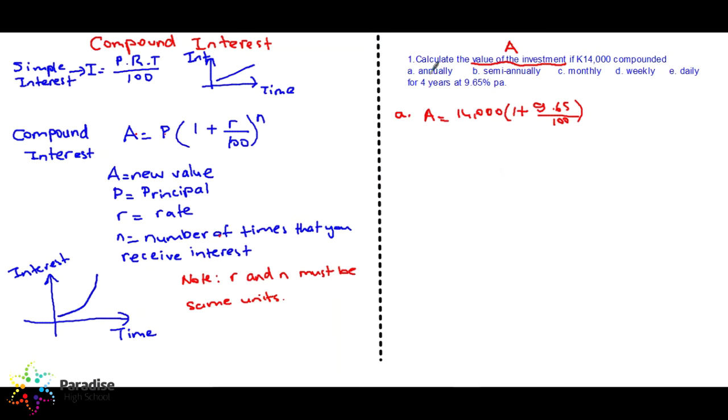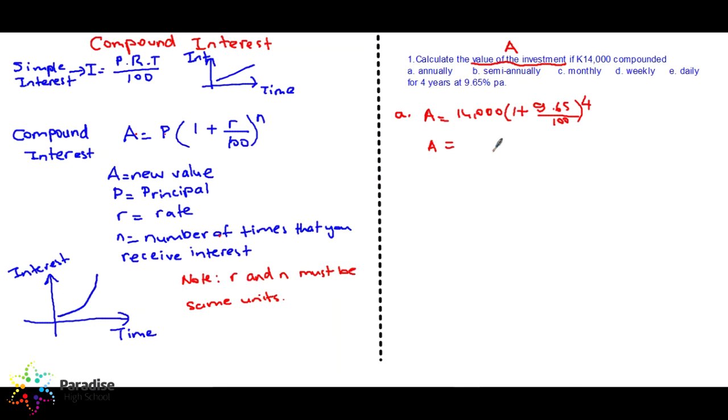Since the question is annually, it means that you receive interest at the end of the year. For 4 years, you will receive interest 4 times. So what is A here? A will be equal to, let's calculate it directly, 14,000 times (1 plus 9.65 divided by 100) to the power of 4.